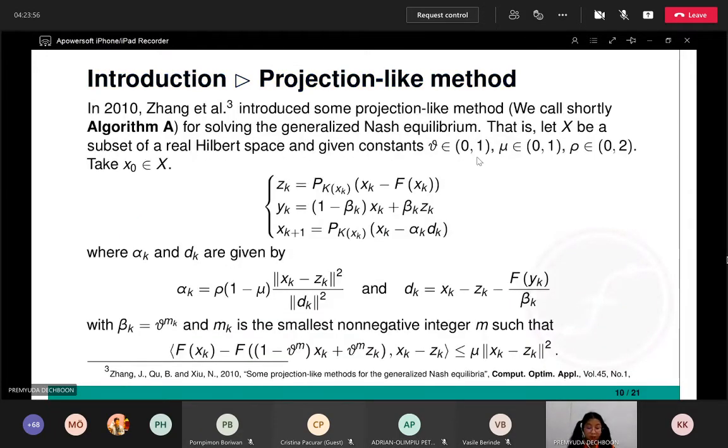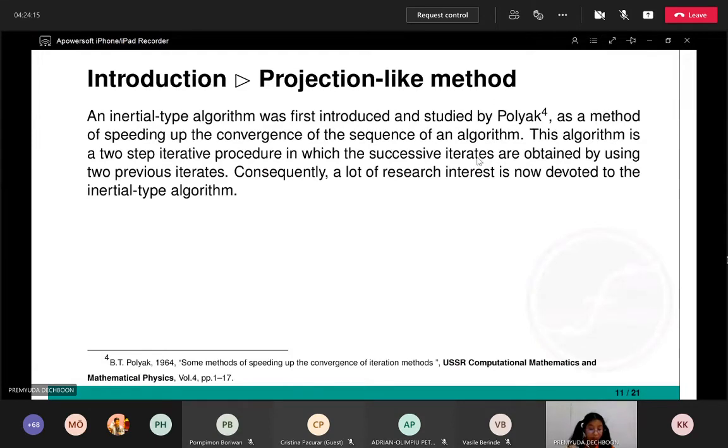In 2010, Professor Chang introduced a projection-like method. We will call this one, shortly, algorithm A. From this algorithm, we would like to consider it with the concept of an inertial-type algorithm, which was first introduced by Professor Polyak, and we know that in this method it can help us speed up the convergence of the sequence of that algorithm in the case that the algorithm provides two steps.